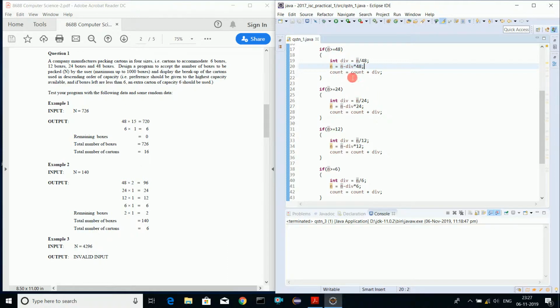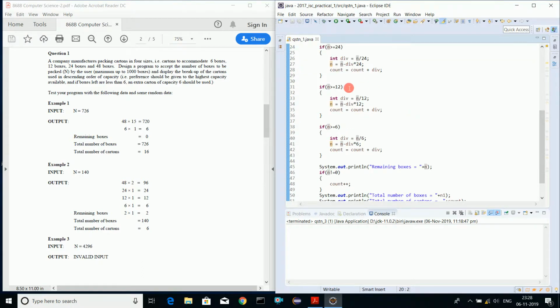After being divided by 48, there is no chance that any number greater than 48 will be left out. So I'll divide by 24, same thing: I will subtract the total result, and if any number of boxes has been allocated, I'll add it here. Same for the 12, same for the 6.